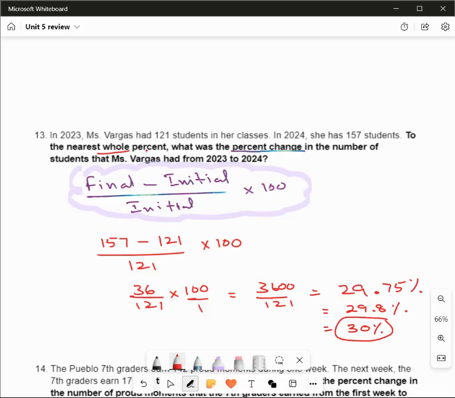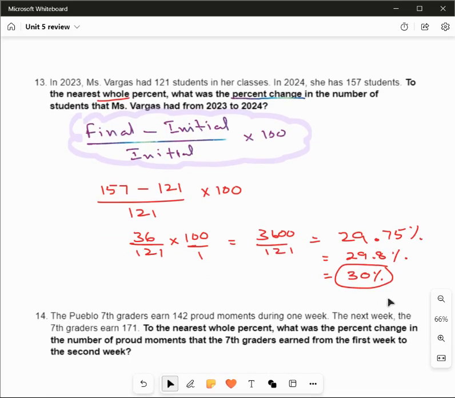So follow the same rule and answer the next question, number 14. That way we should be done with the review for the test. Just a quick reminder on this one: final means the end, like 157, and initial is the beginning, how much you have. If you look at this question, 7th graders earned 142 proud moments in 1 week, and the next week is 171. Follow the same way: initial, final, and then divide by initial, and you get the answer for this one.